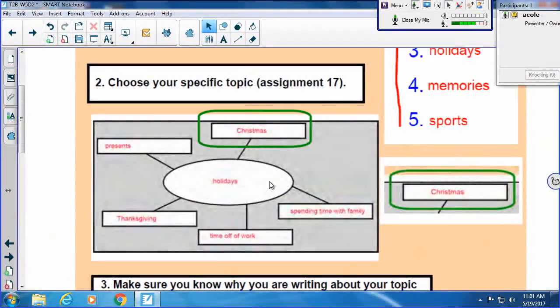have, in the circle, you'll have like a web that's started for you, a topic web, and you put holidays in the middle. And then you have to think of 5 subtopics to go with that main topic, right? So you've got holidays written in the middle, and then you just draw 5 lines out from it. And so what are some more specific things that I think about when I think about holidays? Well, the 5 that I came up with were spending time with family, time off of work, Thanksgiving, presents, and Christmas.